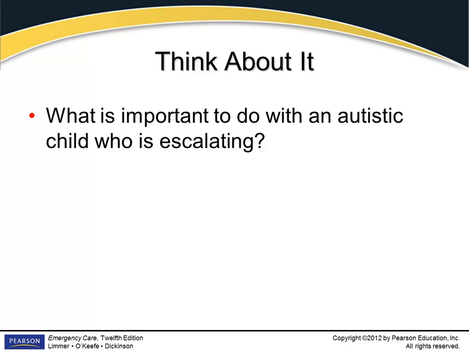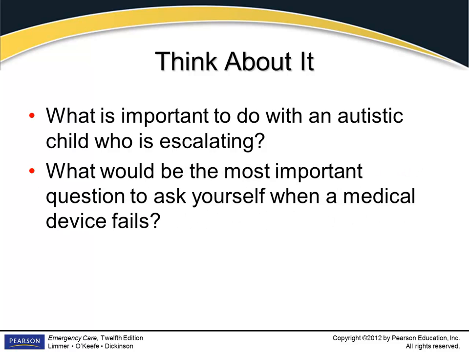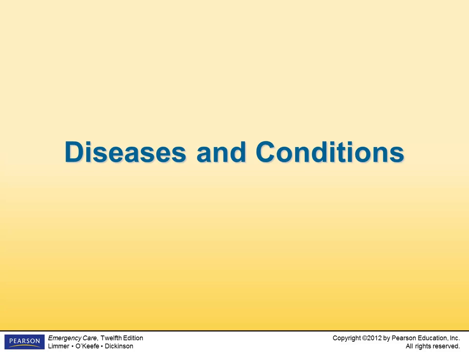What is important to do with an autistic child who is escalating? Take a break, back off, be calm, remove anything that's aggravating the patient. What would be the most important question to ask yourself when a medical device fails? Is it life-threatening? Do you need to step in and do ABCs? Is it something that can be easily fixed? How do you fix it?